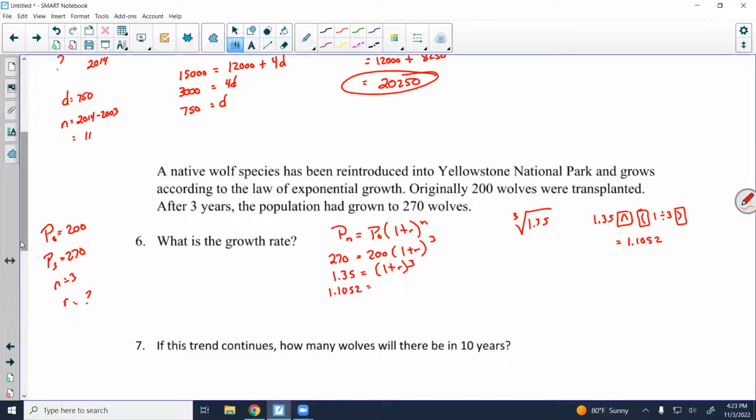1.1052. And if I take the cube root of something cubed, I simply get what was underneath the radical. So this is 1 plus R. So if I subtract 1 from both sides, I get R equals 0.1052. That is my growth rate, about 10.5%. Okay, any questions on that one?